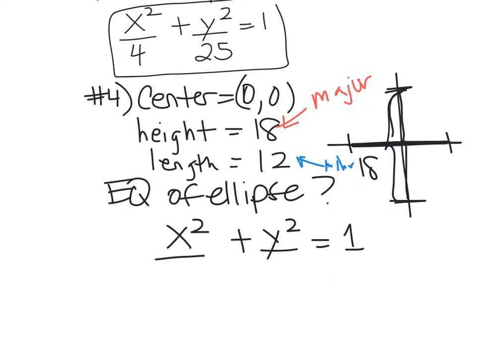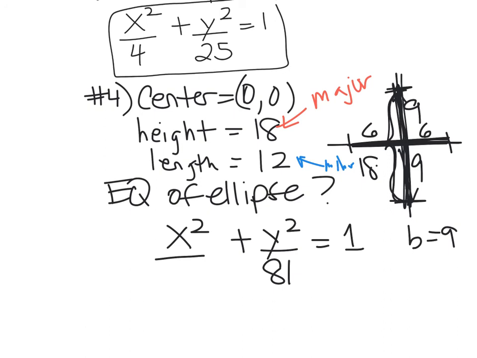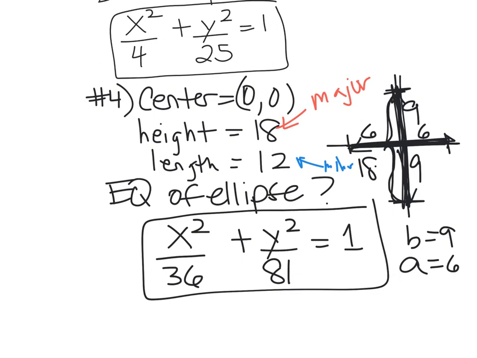So if this has a total length of 18, that means that I would go 9 in each direction, because half of 18 is 9. It would be 9 and 9 make 18. And that's going up and down. And which axis goes up and down? The y-axis. So b is 9 and 9 squared is 81. And then side to side is a distance of 12. Half of 12 is 6. So I would go 6 this way and 6 that way. So a is 6. And then a squared is 36. And that's my equation. Okay?